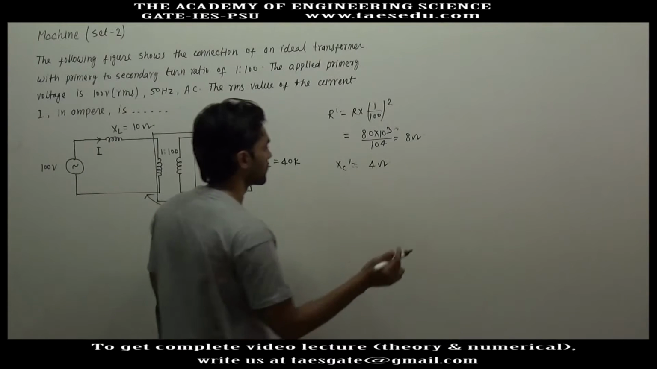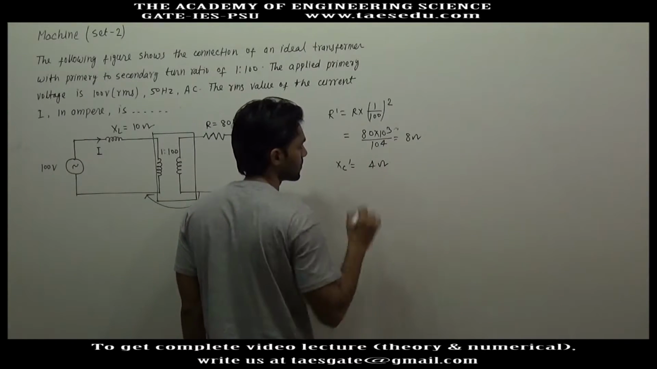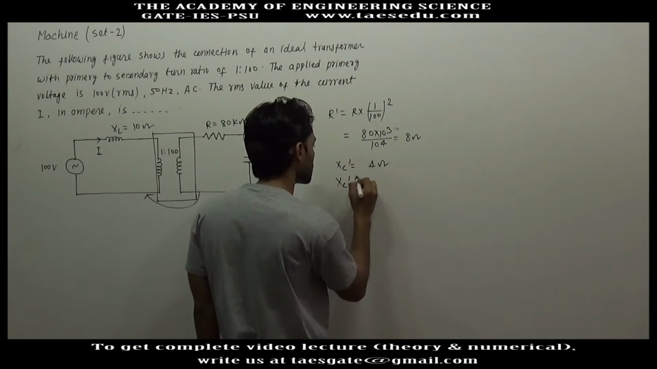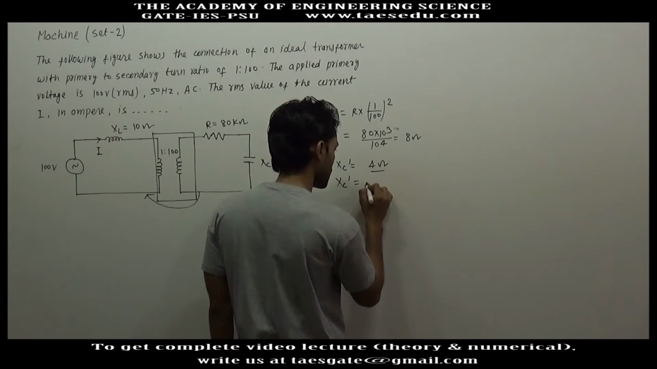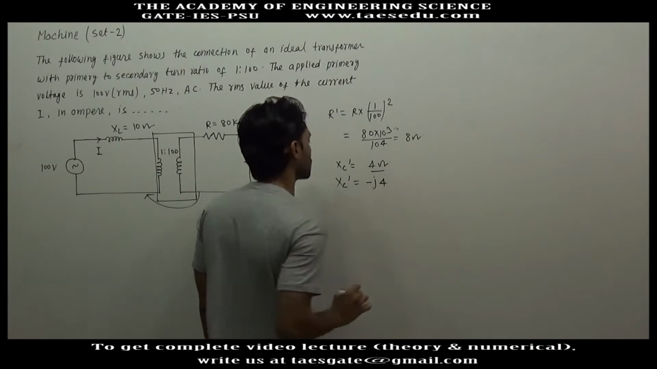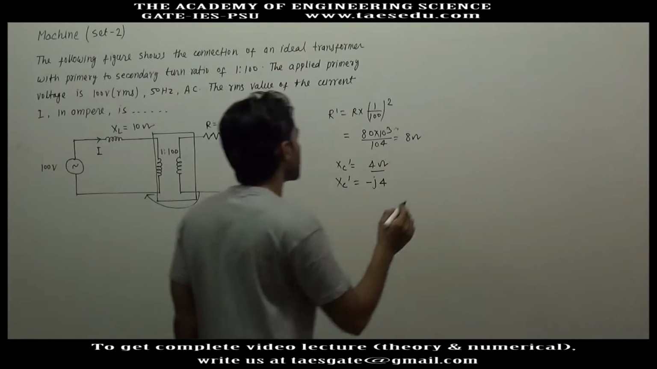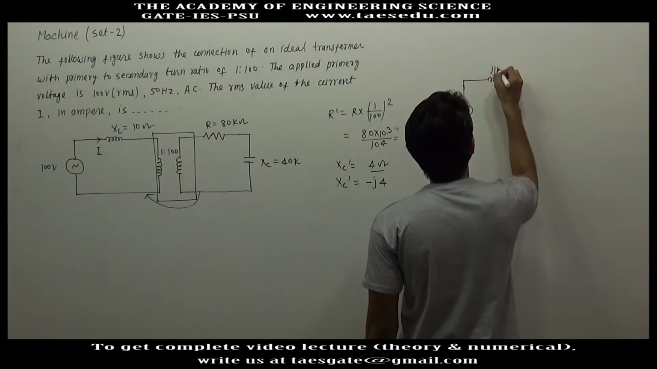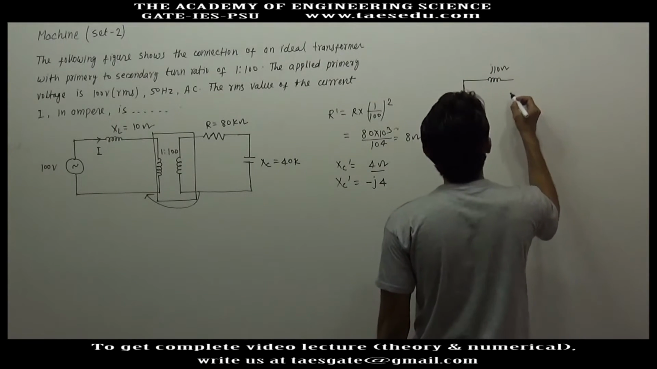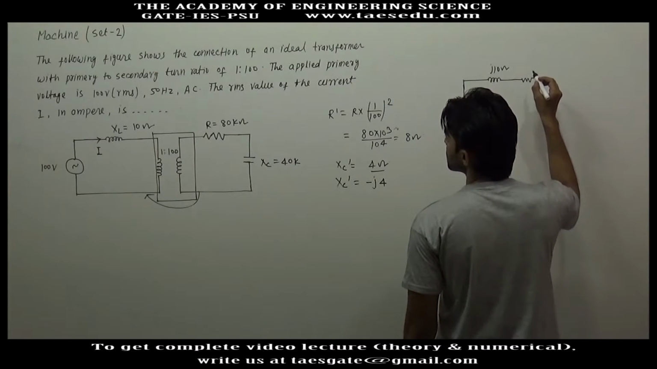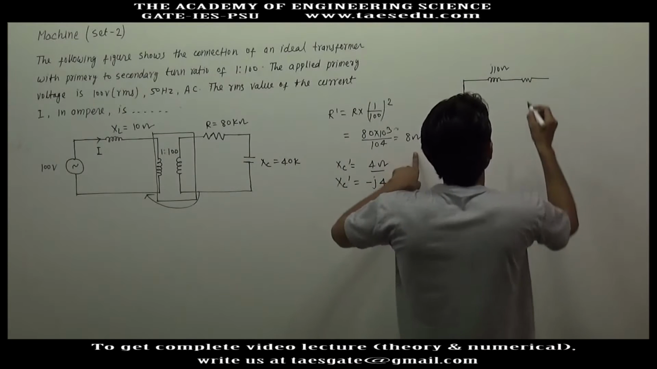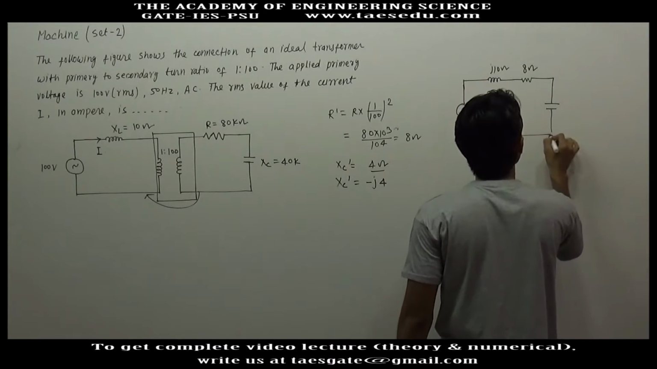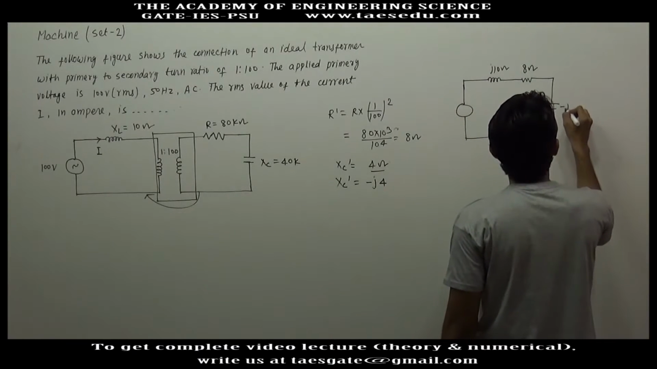Similarly, XC dash will be 4 ohm. Or if we write in proper form, XC dash will be, this is only the magnitude of reactance, with phasor the reactance will be minus J4. So now the circuit diagram will be inductive reactance J10 ohm, then resistance R dash, this is 8 ohm, and capacitive reactance minus J4 ohm.